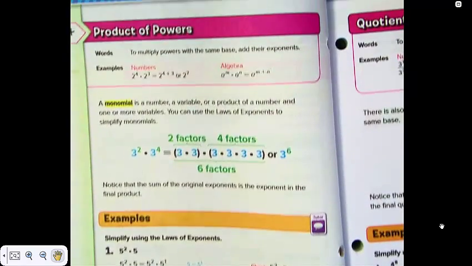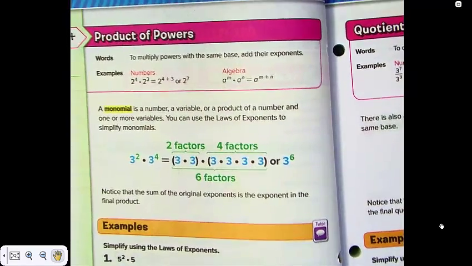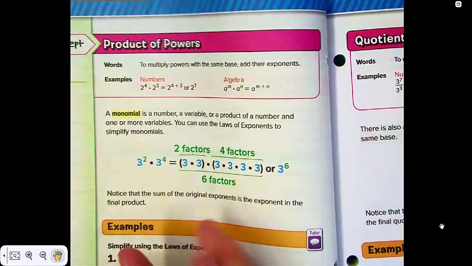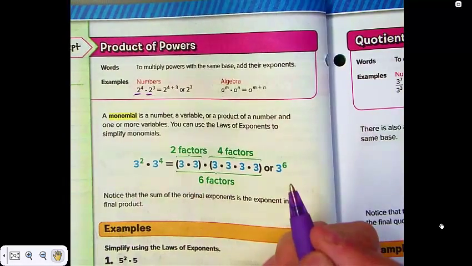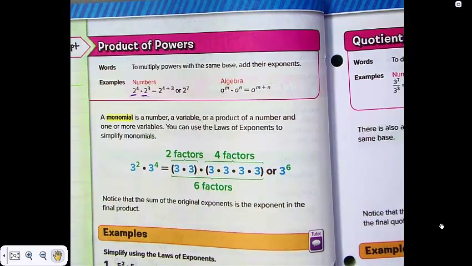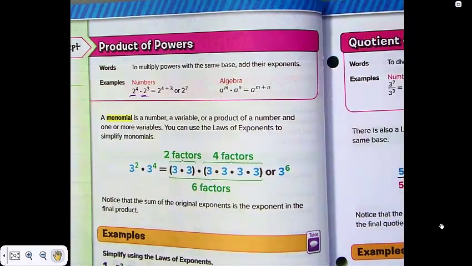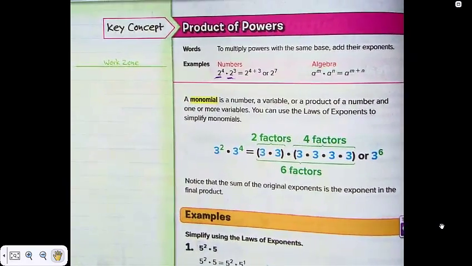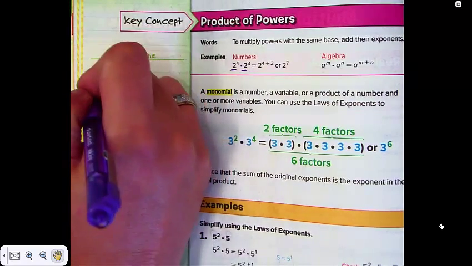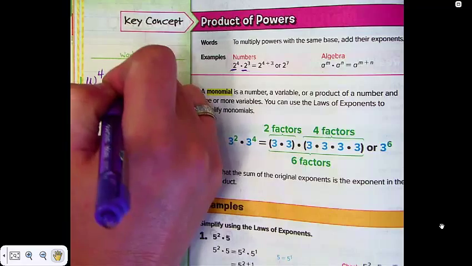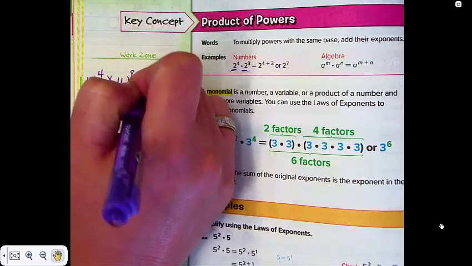Let's look up here at the product of powers rule. What this is saying is that if I have the same base, and remember the base is the big number, so if I have the same base and I'm multiplying, I just add the exponents. That can be any base. So let's say I have a w to the 4th times a w to the 8th.